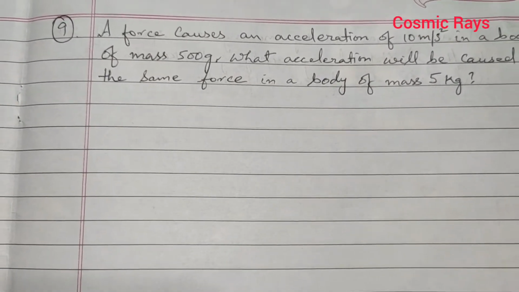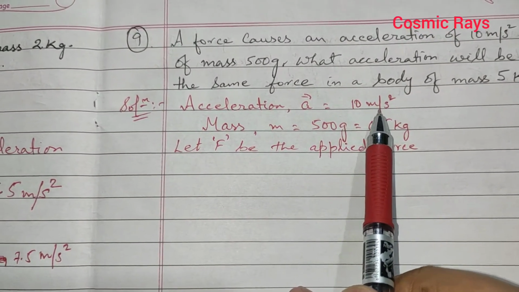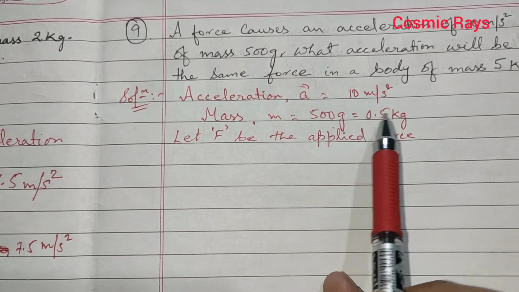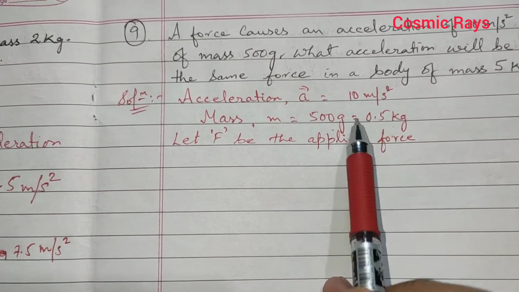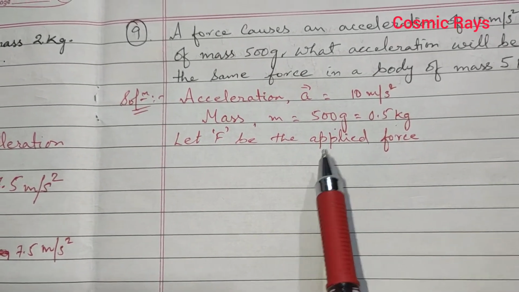So here we first write the given things. Acceleration is 10 meter per second square. Mass of the body is 500 grams. We know that the SI unit is kg for mass. So we divide it by 1000 and convert it into kg. And we get 0.5 kg.